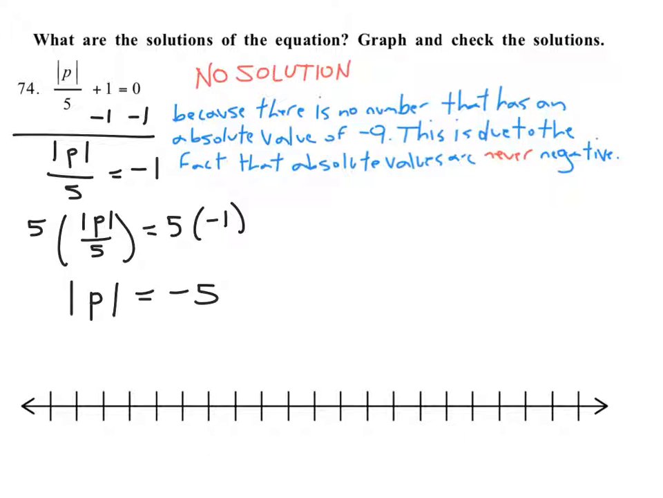And I just cut and pasted from that first slide. No solution. Why? Because there is no number that has an absolute value of -5. This is due to the fact that absolute values are never negative. Once you get it down to just the absolute value part, everything else going on outside of it has been undone. If you get a negative number, it's impossible, so there's no solution.